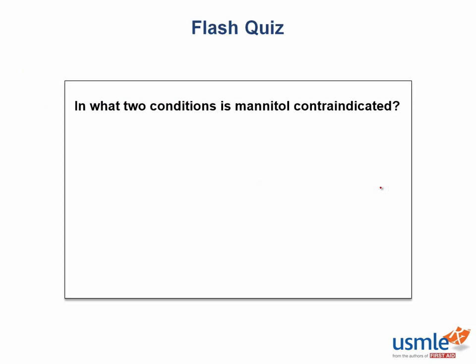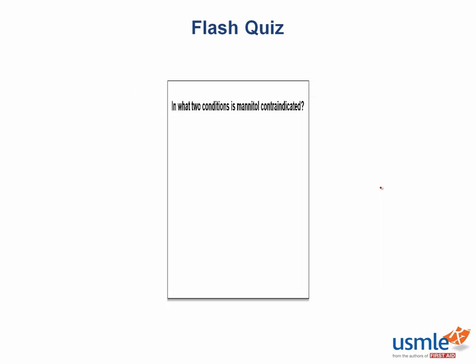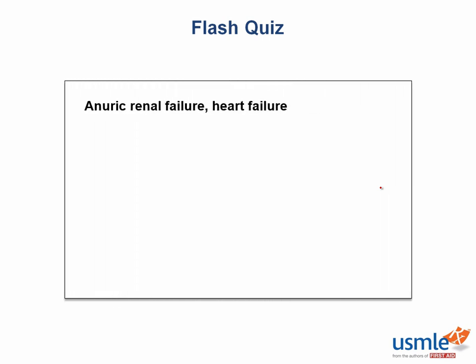Alright, time for a flash quiz. In what two conditions is mannitol contraindicated? The answer would be anuric renal failure and heart failure. Remember that mannitol builds up, it can cause water to move out of cells, causing interstitial edema, which would be dangerous for an anuric patient or a patient with heart failure.